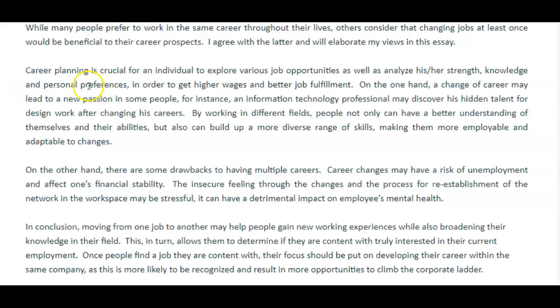Let's see. And then, so you said that all of this was important to gain all these things. And then you said it could lead to a new passion.